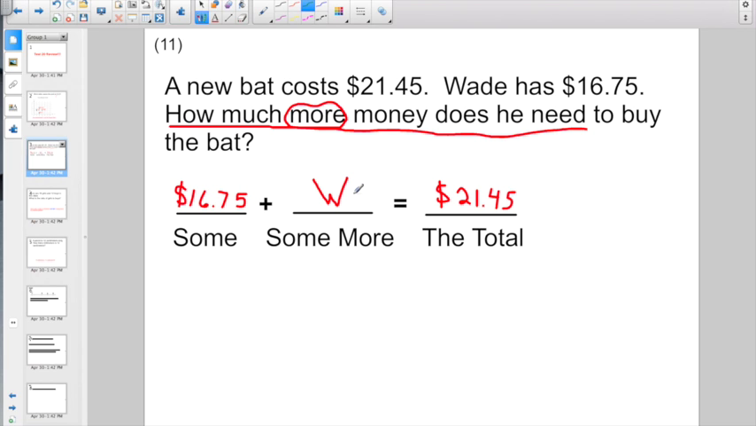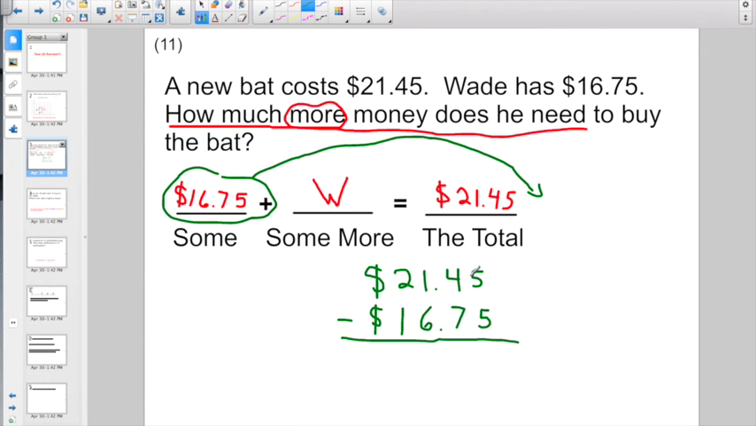$21.45. So, are we going to combine terms or isolate a variable? We're going to get $16.75 over to the other side of the equation and change it into a subtraction problem, right? So this is what we're actually going to have to deal with. If I took $21.45 and I subtracted $16.75, I would end up with $4.70 more. W is going to equal $4.70.